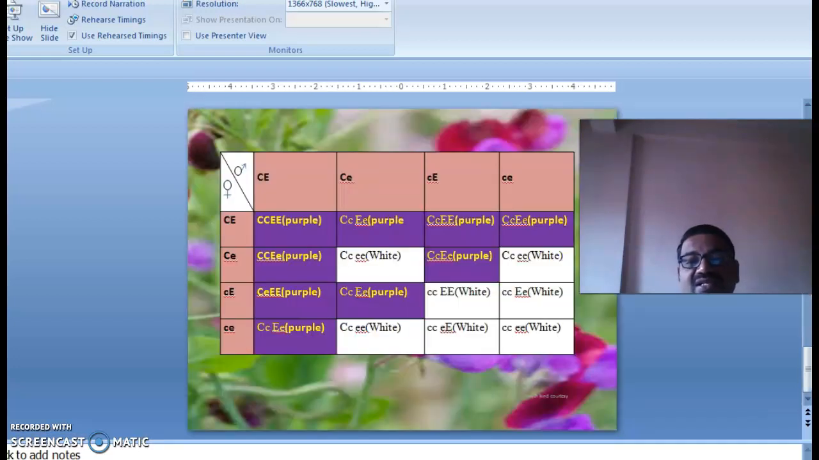We'll see the checkerboard, in which the F2 selfing is carried out. In that selfing, out of 16 plants, 9 plants produce the purple color, because both the genes responsible for producing the purple color, capital C and capital E, are present, and that's why such purple-colored flowers are produced. But in the remaining ones, either capital C or capital E is absent, and in such individuals purple color is not produced.